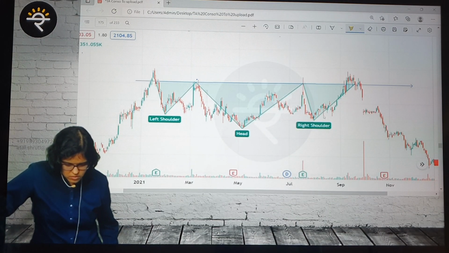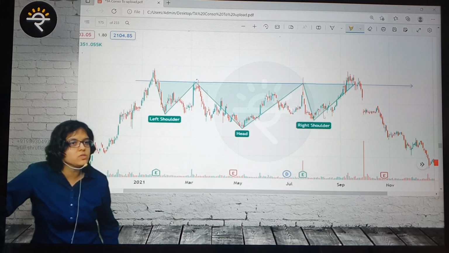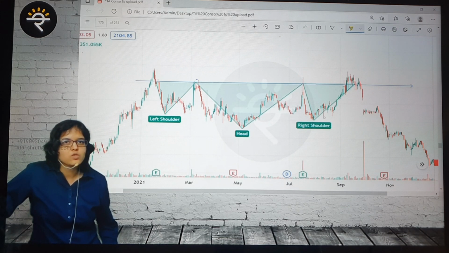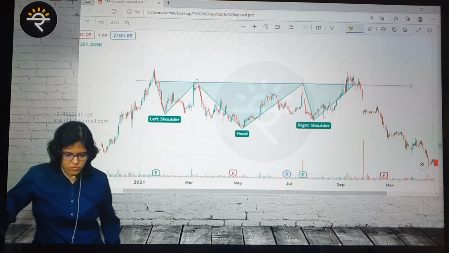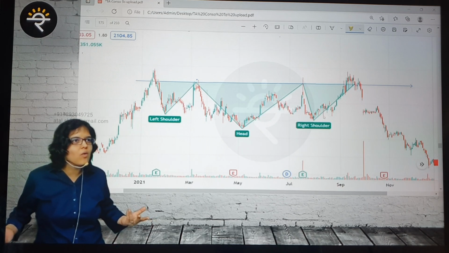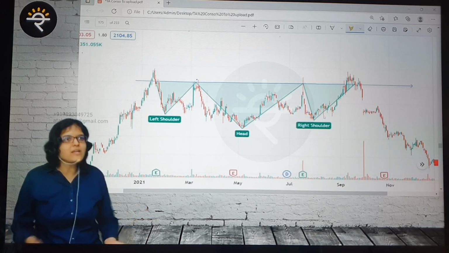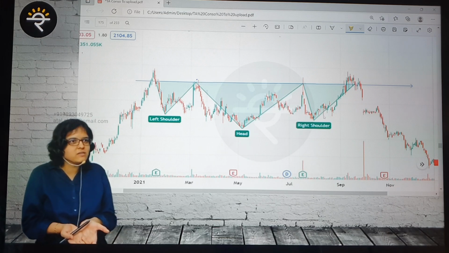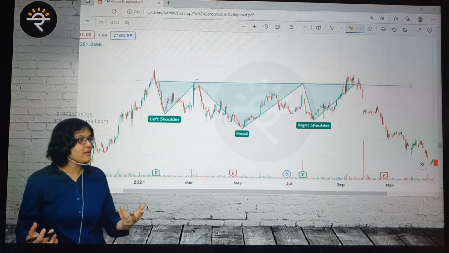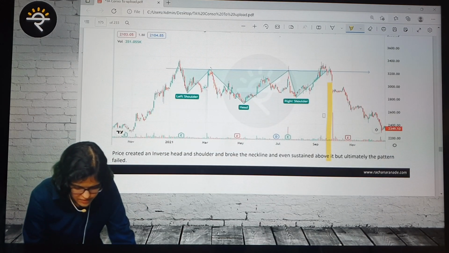Okay, I'll change my question. Should you have taken the position? No, why? This is the breakout candle. Don't look only at the head and shoulder pattern. The pattern has to be broken out with good volumes. Then only you will have a success. And that too not every time. That is why I've taken this chart also. Wait, look at the previous chart also. Again, I'm taking you back to the previous chart.